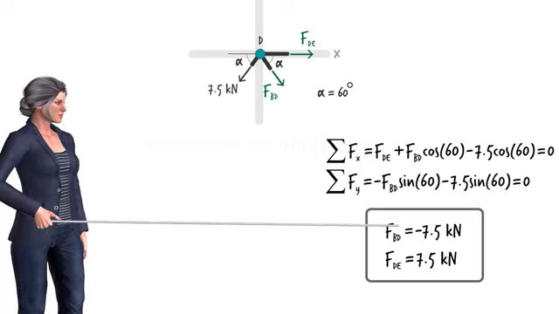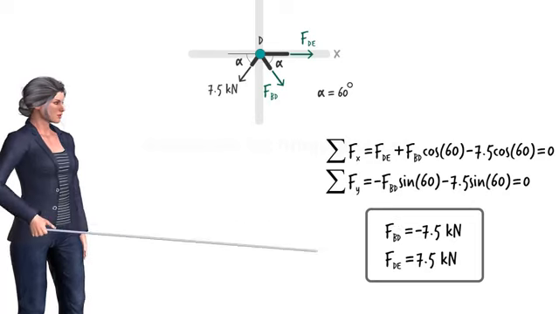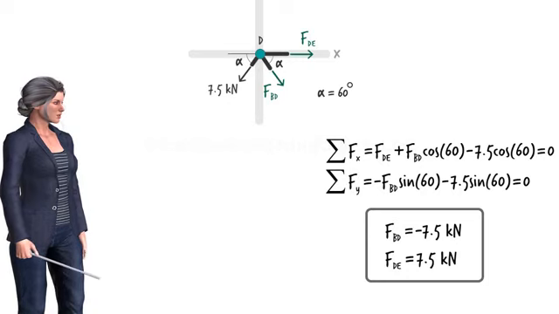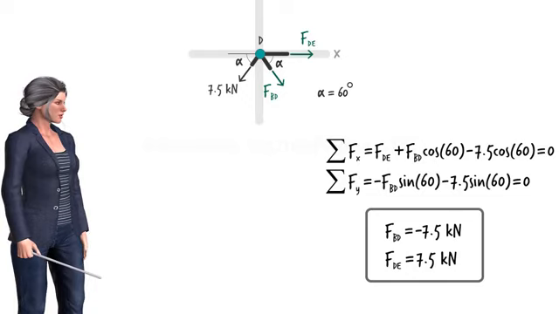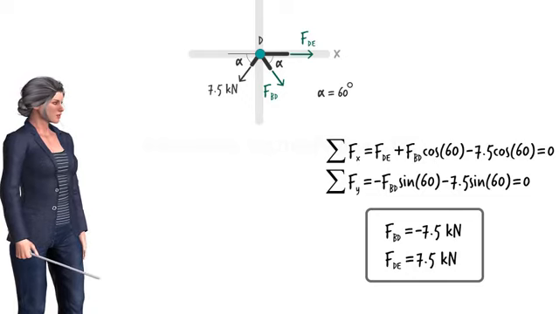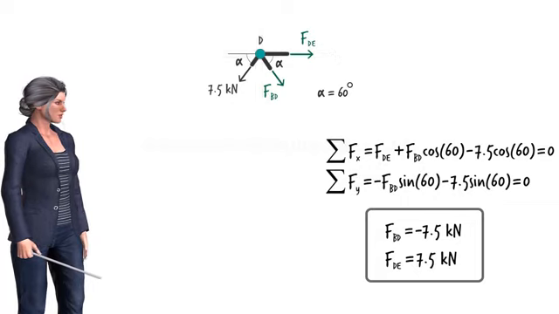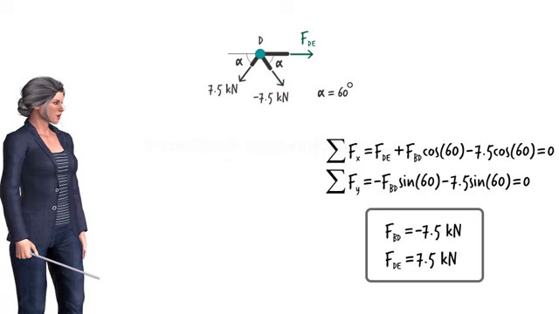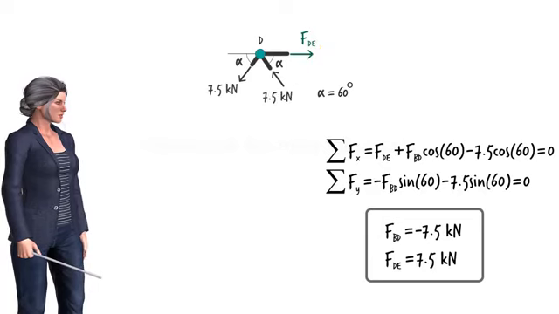What does the negative sign for FBD mean? It means the direction of the force is opposite to what was assumed initially. We assumed all the truss members were in tension. The negative sign tells us that member BD is in compression. Therefore, we can either keep the direction of the force arrow as is and write negative 7.5 kilonewtons next to it, or we can reverse the direction of the arrow and write positive 7.5 kilonewtons. Either way, we are stating that the member is carrying a compressive force of 7.5 kilonewtons.